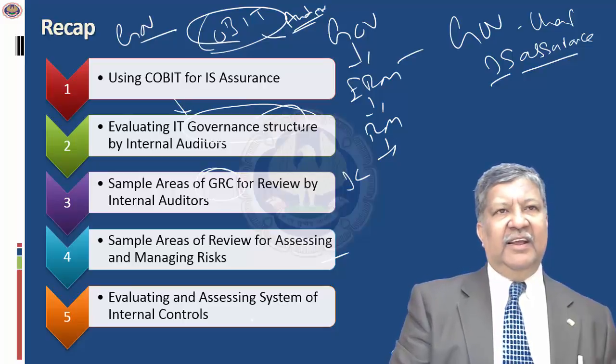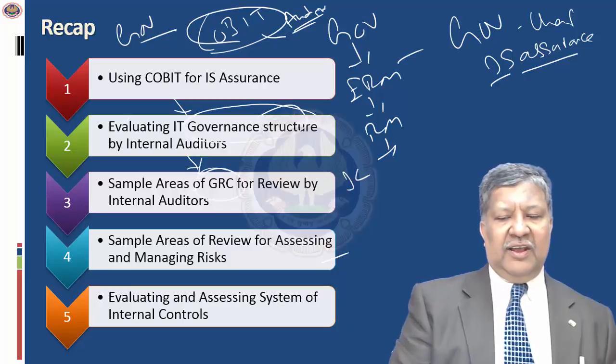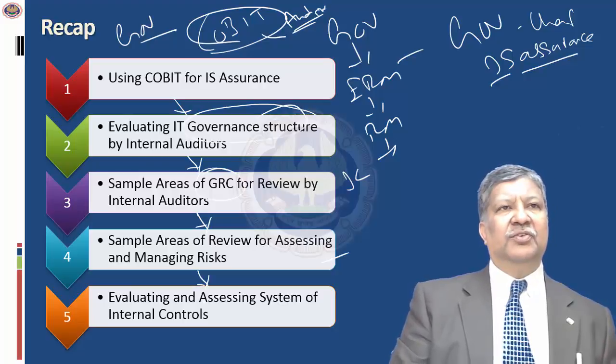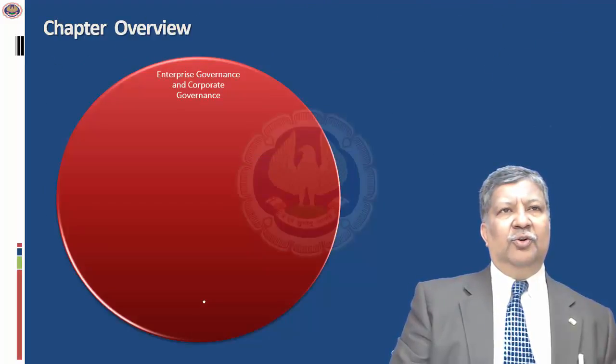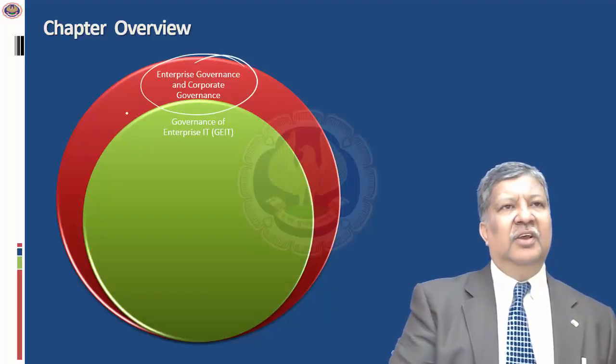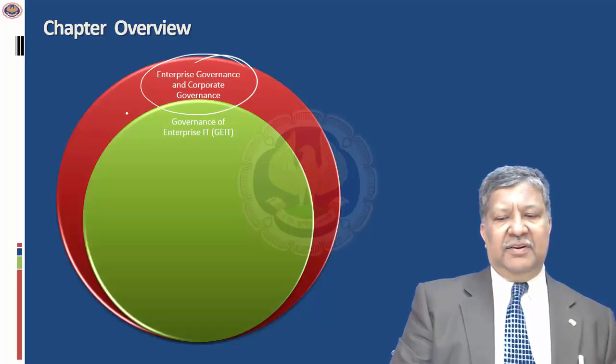You can look at the IT governance structure which has been established in the organization. You look at the process the organization has for GRC review. You can look at the risk management review, or you can also look at the internal control systems and processes the organization has. So to summarize the discussion we had so far, at a macro level, you have this enterprise governance and the corporate governance. And this is the summary of chapter 1 because this is the last part of the presentation.